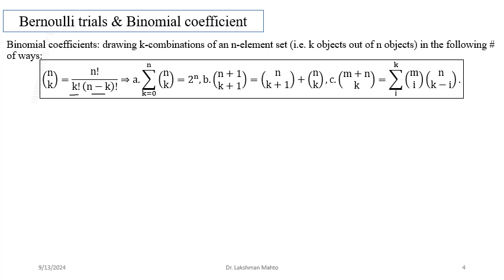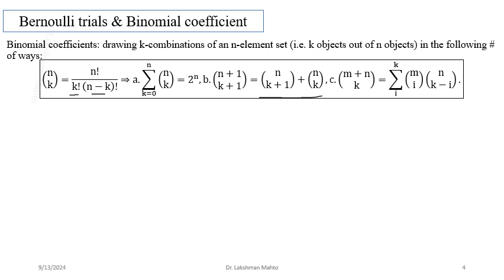So by default, the binomial coefficient will come here, and you need to recall some identities related to the binomial coefficient. What are those? n plus 1 choose k plus 1 is equal to, it can be decomposed in these two forms: n choose k plus 1 plus n choose k. The proof is very simple. If you expand it, you will get the proof.